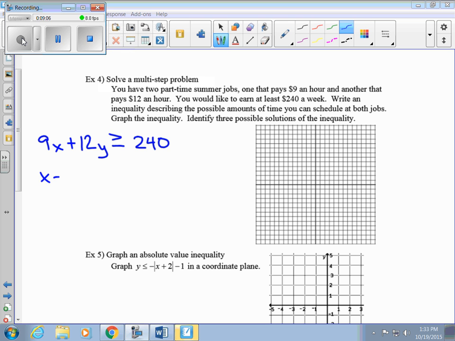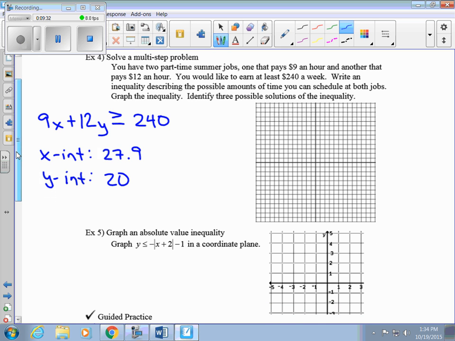So when we do this, we're going to want to graph this. It's in standard form, so I'm going to find the x-intercept and the y-intercept. If we find the x-intercept, it's 240 divided by 9, which is 27 point about 9. And if we take 240 divided by 12, to find the y-intercept, that's going to give us 20. So what we're going to need to do now is graph this.